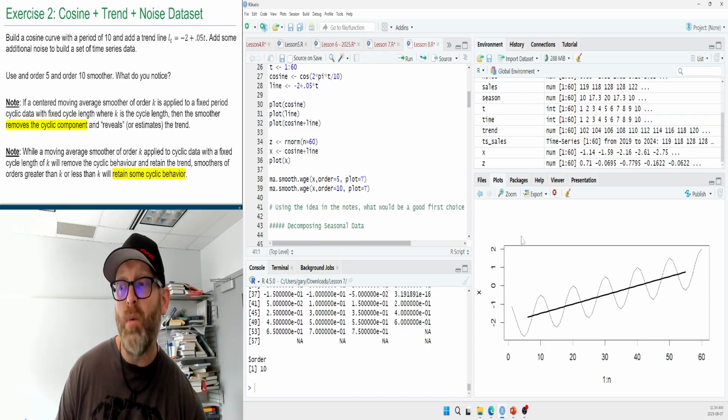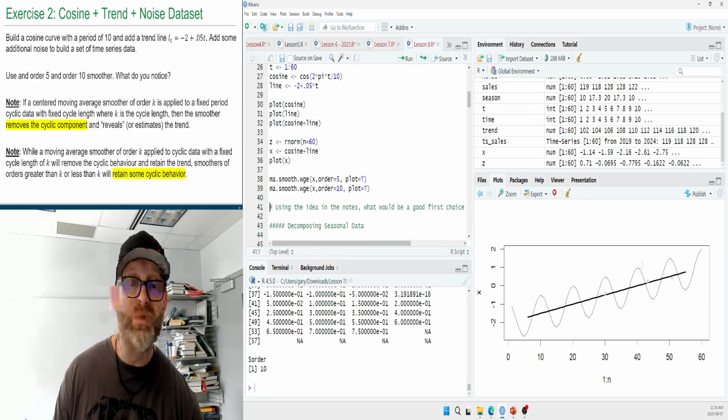Excellent. So why wasn't it perfectly straight the last time? It's that noise component. That noise component is always going to be there. So the closer I'm getting to a straight line, the better off I am.